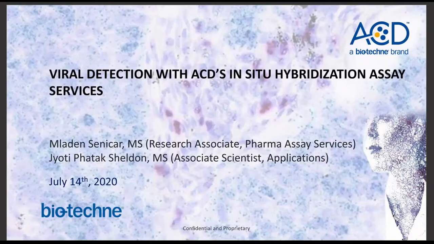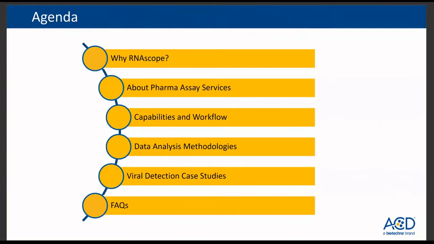Today's presentation, as Ron already mentioned, is going to be about viral detection with ACD's in situ hybridization assay services. So with that said, this is our agenda for today. We just want to let you know that Pharma Assay Services is the only CRO specialized in providing RNA ISH services and can help you visualize and quantify target genes of interest with morphological context as well. We'll dive deep into that later on.